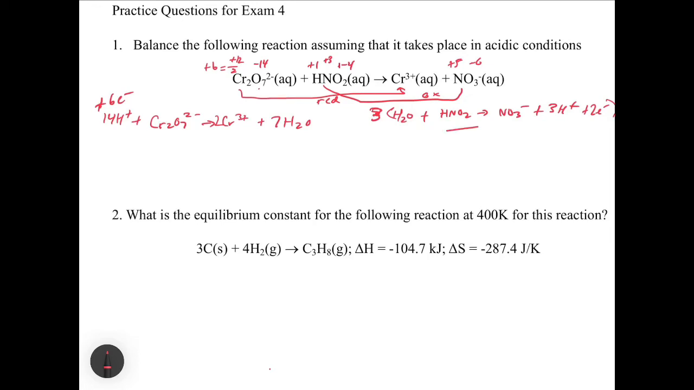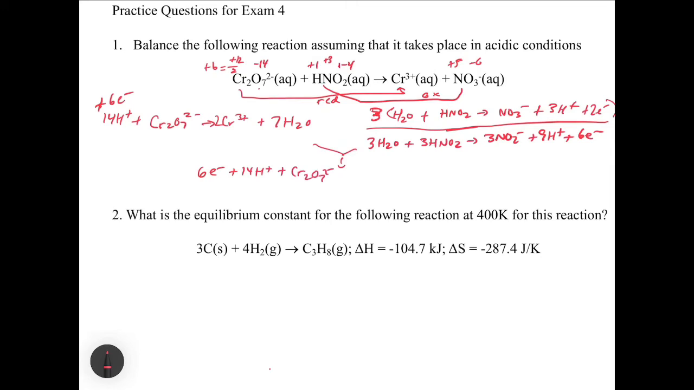So this is going to give us 3H2O plus 3HNO2 gives 3NO2 minus plus 9H plus 6 electrons. So now our electrons are balanced. So let's combine these two into our overall. Then we'll cancel. So we get 6 electrons plus 14H plus Cr2O7 2 minus. And then we're going to start adding reactants from the other, plus 3H2O plus 3HNO2.